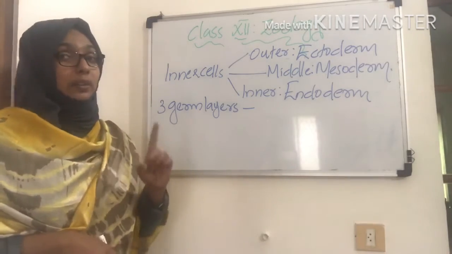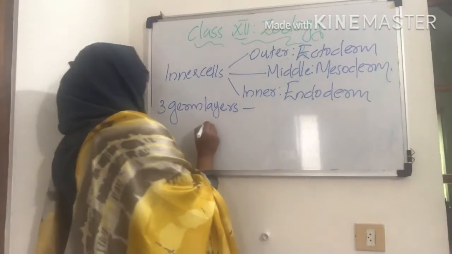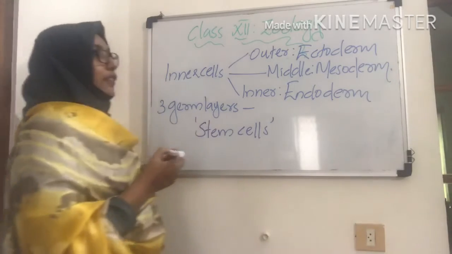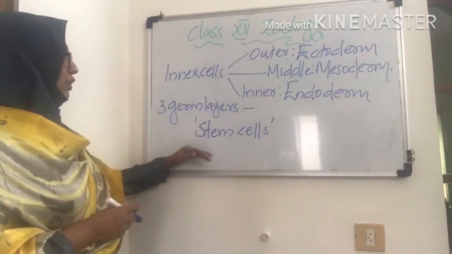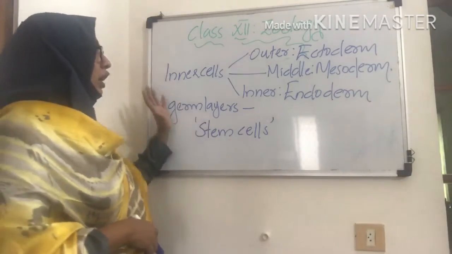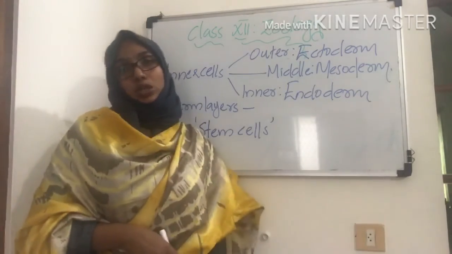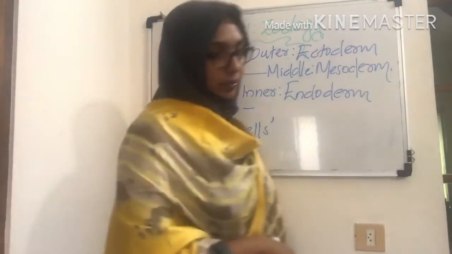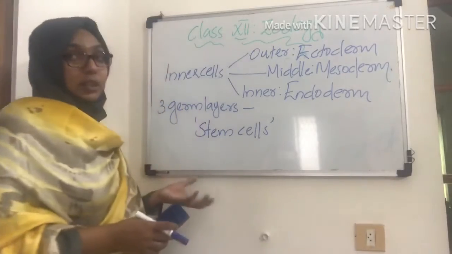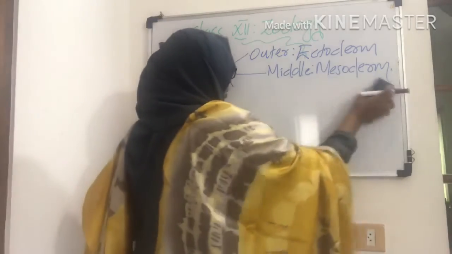Clear? And also one thing we have to check is that the inner cell mass has a special type of cell known as stem cells. These stem cells have the totipotency, or the potency to give rise to new cells. That is why the inner cell mass gives rise to the tissues and organs with the help of these 3 germ layers. Clear? Okay. So that's all about the differentiation happening in the inner cell mass and the changes happening in the trophoblast.